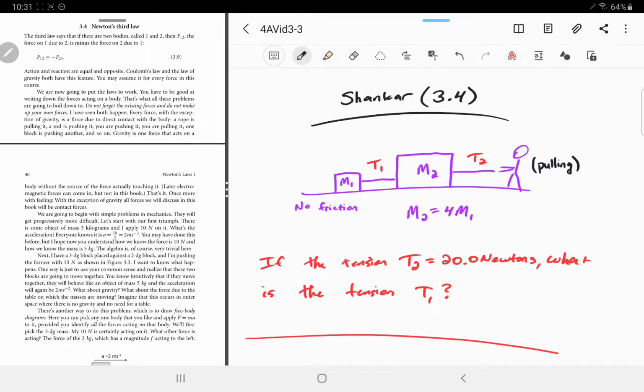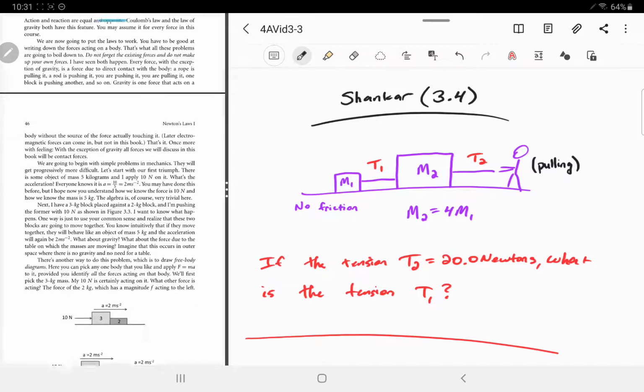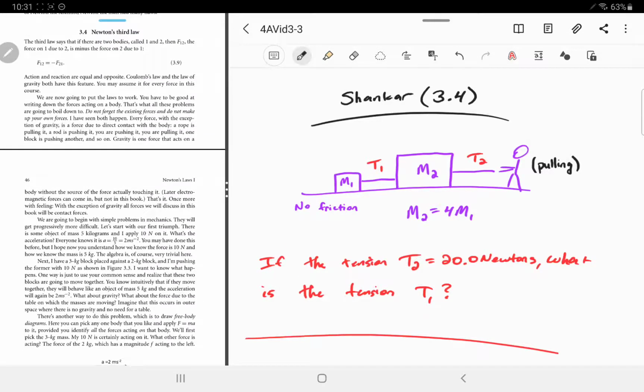So in this video we'll do Newton's third law. We have an example, so this example right here is pretty similar to the example in the book, but slightly different. So we'll do that one later after a couple more instructive examples.